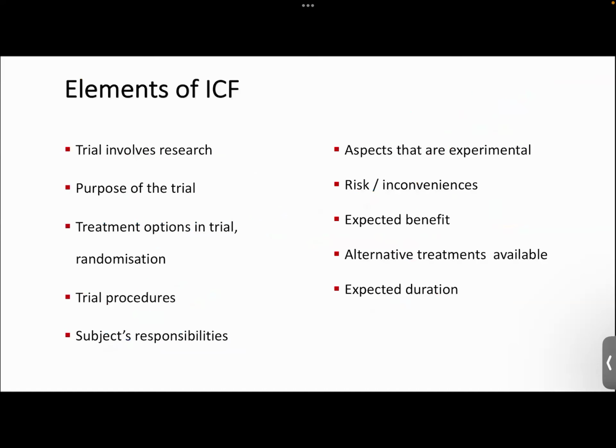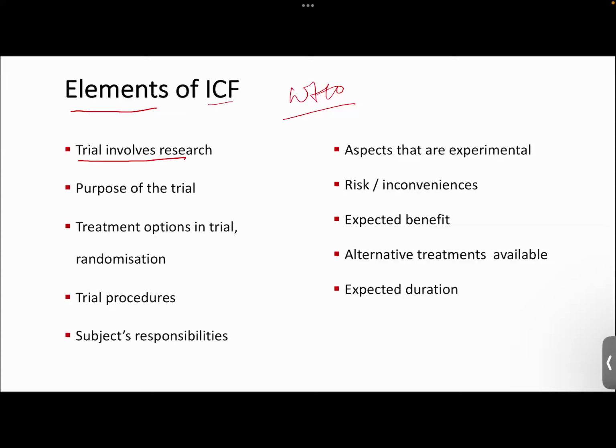Now there are certain sections, or elements, in the ICF. This is the minimum information, as per the WHO template. This is also a very good tip if you are in research or you are a student: you can download the WHO ICF template very easily. These are the minimum information that should be there in your informed consent form. This may vary from organization to organization, but at a high level, this much information should be there.